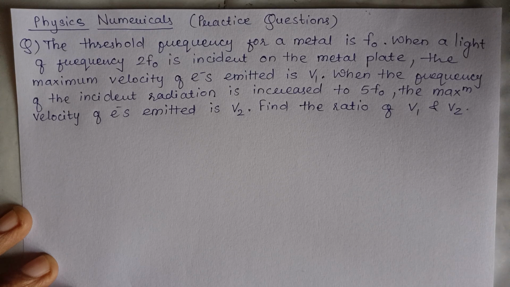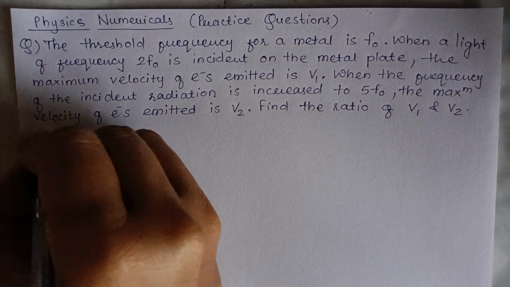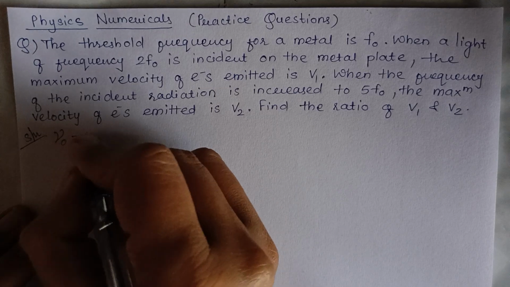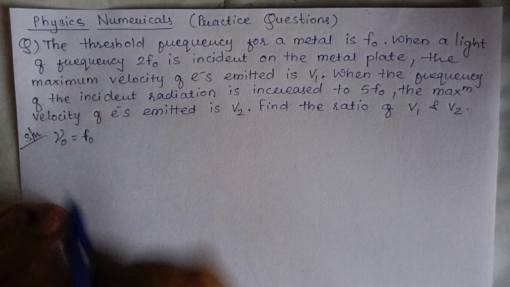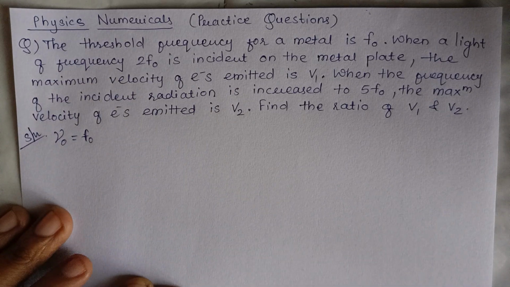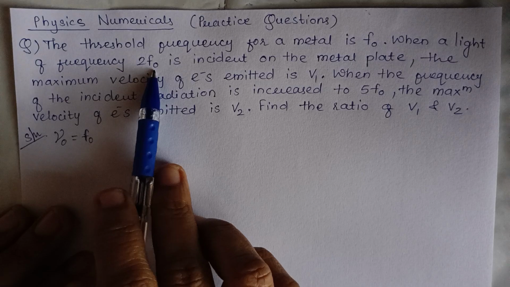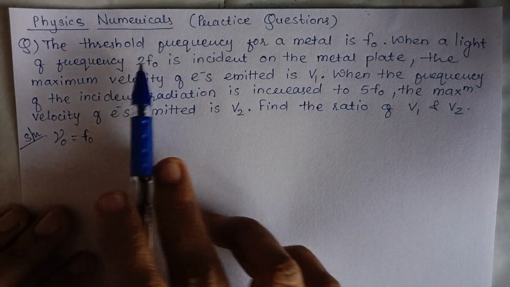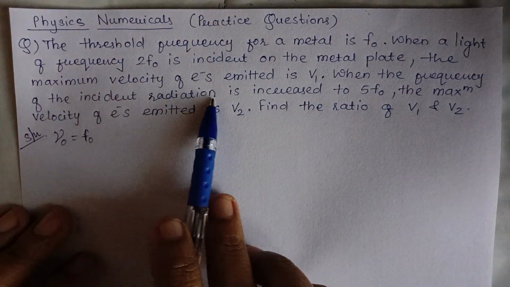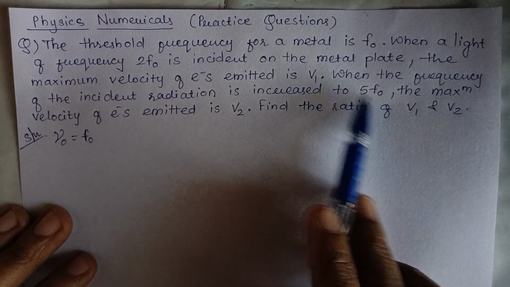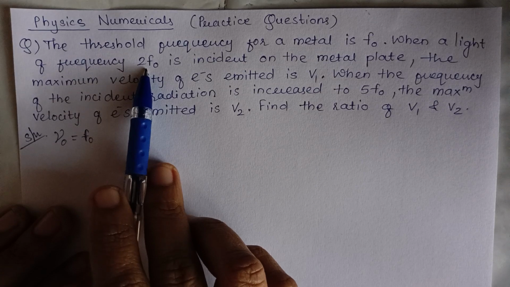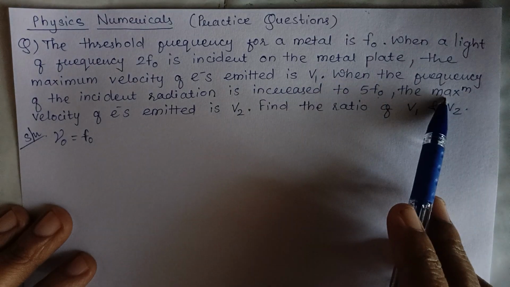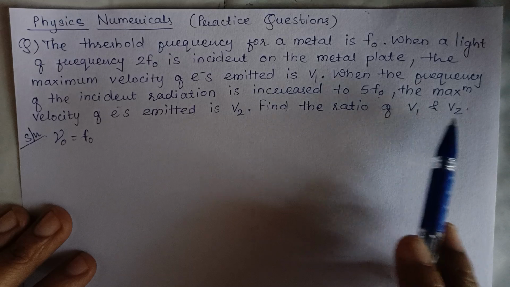So whatever is given, you have to write first. Here they have given the threshold frequency for a metal. Threshold frequency is the frequency at which the electrons start emitting, right? So when a light of frequency 2F0 is incident on the metal plate, the maximum velocity of electrons is V1. And when the frequency of incident radiation is increased to 5F0, the maximum velocity is V2. You have to find the ratio of V1 and V2.